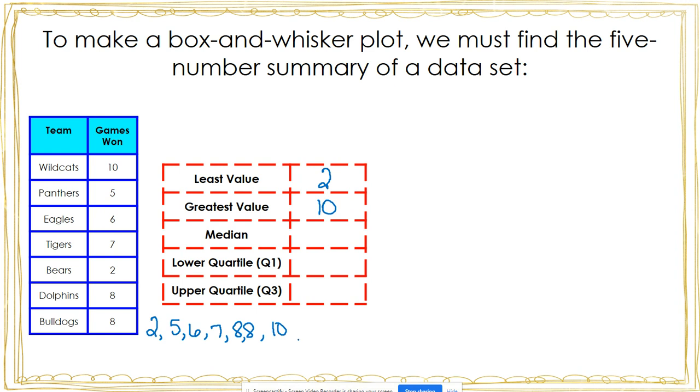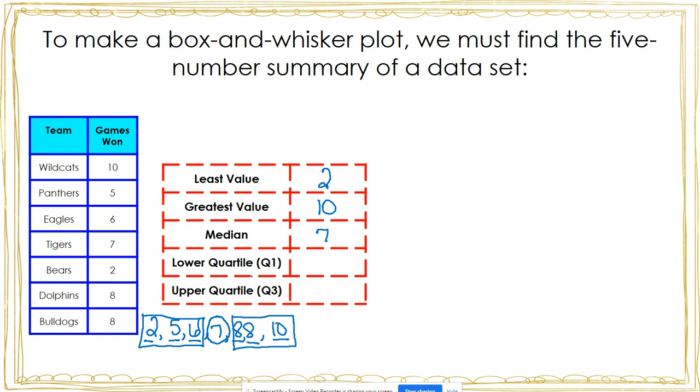Now I need to find the median. To find the median, I know that I need to find the middle number, so I'm going to find one number from the front and one from the back until I get to the middle. So 2 and 10, then 5 and 8, then 6 and 8, and I'm left with 7 in the middle. Now, 7 is the median of this data set because it is the only number in the middle. That 7 will split my data into a lower half that does not include 7 because 7 is the median, and an upper half that again does not include that 7.